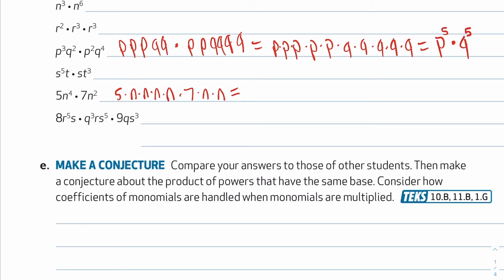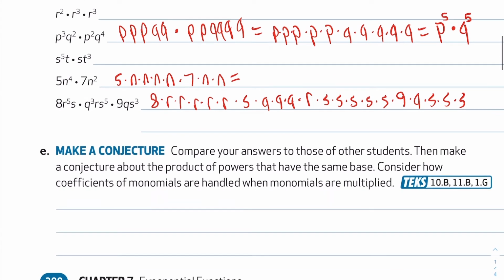All right, so in this last one, I'll write it, but it'll be up to you to get the final answer. We have 8 times r to the 5th power times s times q times q times q, because it's q cubed, times r times s times s times s times s times s times 9 times q times s times s times s.